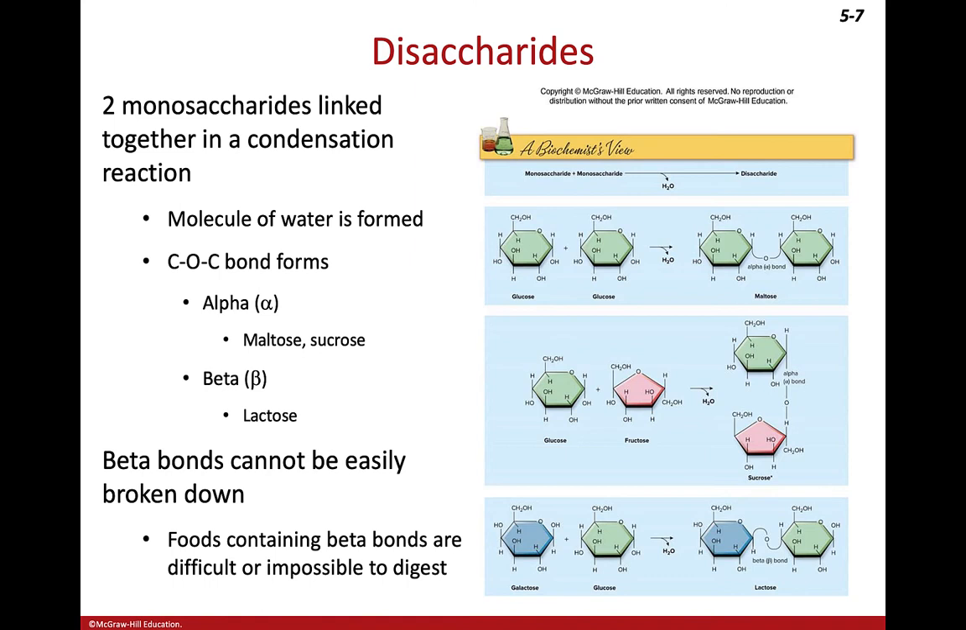Now, beta bonds are bonds that are not easily broken down. So foods that contain this type of bond are either difficult or impossible to digest. We'll talk a little bit about how that process takes place later.